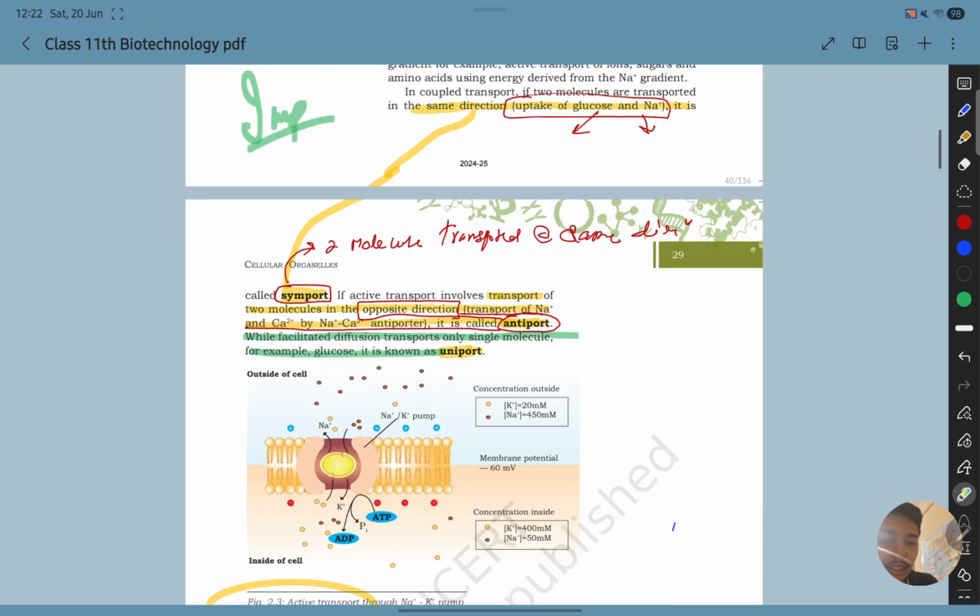And if the transportation of the two molecules is in opposite directions, like the transport of sodium and calcium by the Na/Ca2+ exchanger, these are antiporters. That means if calcium is coming in but the sodium is going out, then it is known as antiport. This is a main point. And another main point is what a uniport is. While facilitated diffusion transports only single molecules, for example glucose, it is known as uniport. So if only glucose is transported, with no ions involved, then it is known as uniport.